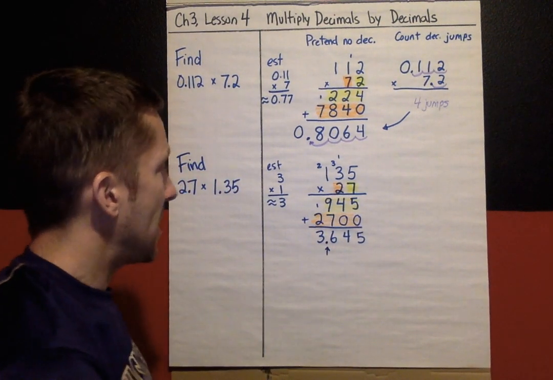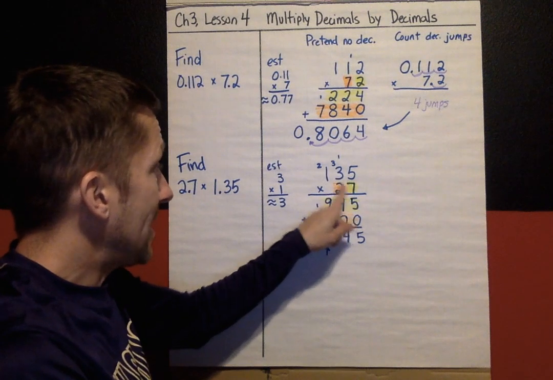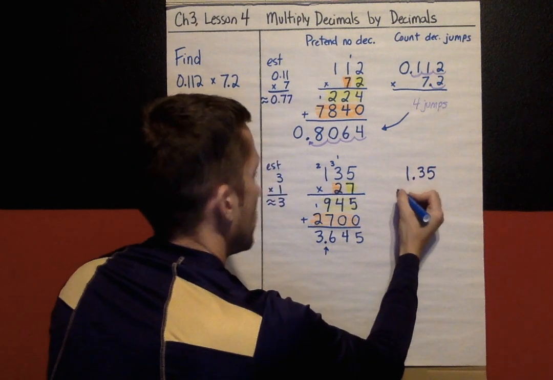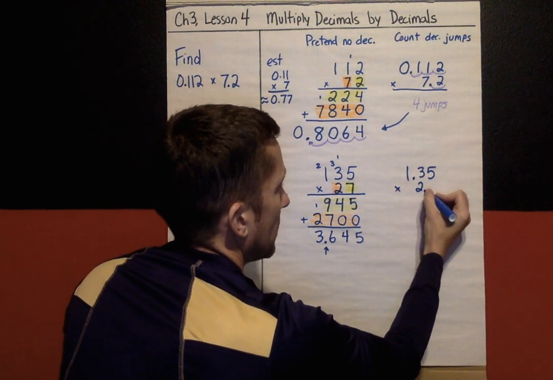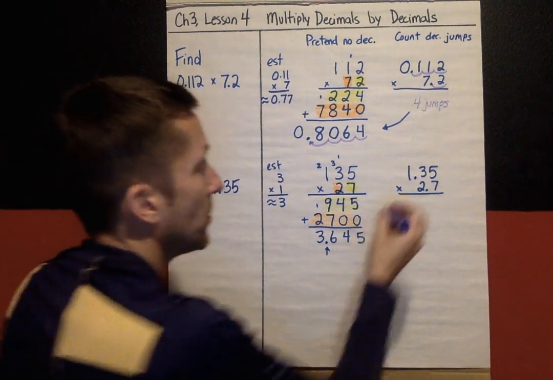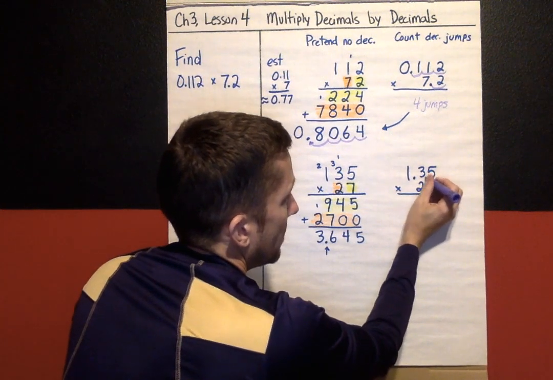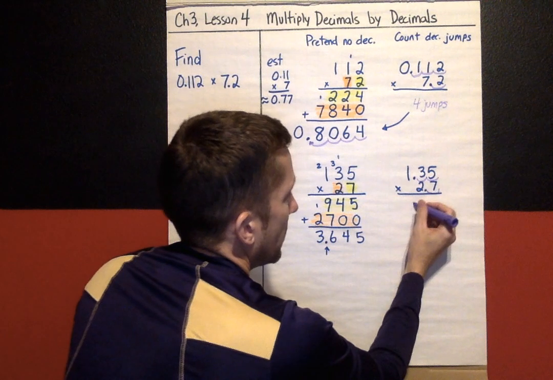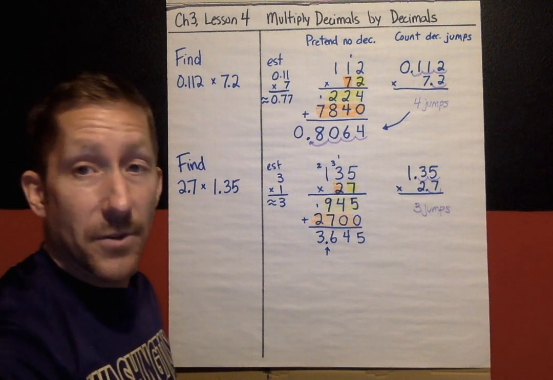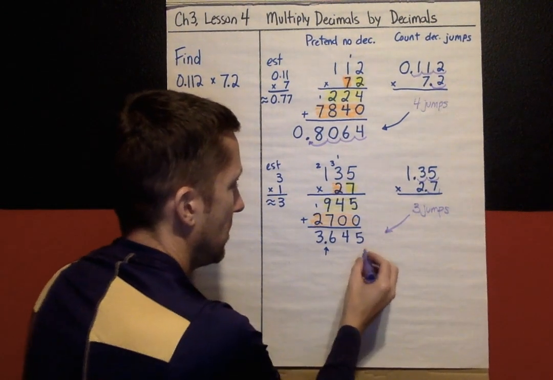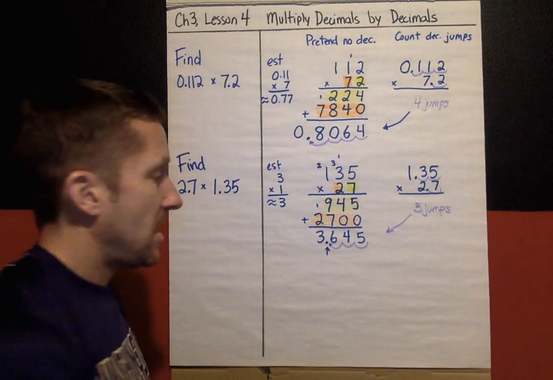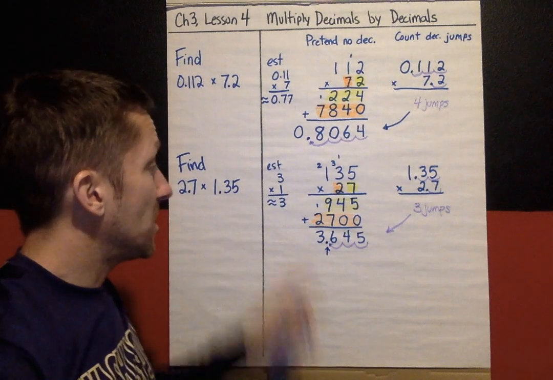And let's just check by counting decimal jumps. So if I go back and put in the decimal, my factors look like this. 1.35 times 2.7, and I count the decimal jumps in both factors. 1, 2, 3 total. 3 jumps in both my factors. I need 3 jumps in my product. So I start here, and 1, 2, 3. I get the decimal in the same spot as if I were using my estimate.